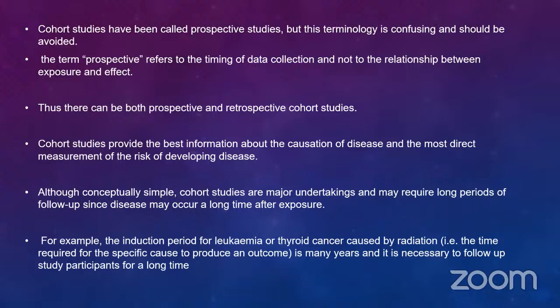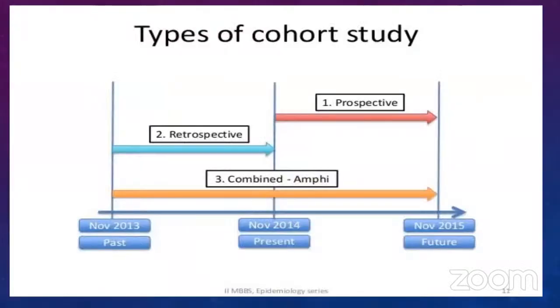Okay, this is useful in cases when there is a long induction period, a long time duration between the exposure and the disease, so we need to follow the patient for a longer time period. Example, the induction period of leukemia or thyroid cancer by radiation. Here, again, there are different types of cohort. In the past, if the patient had radiation, we can take that group of people, but we follow them throughout to find second malignancy.